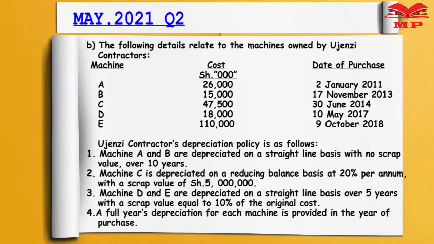Number one, machine A and B are depreciated on a straight line basis with no scrap value over 10 years. Number two, machine C is depreciated on a reducing balance basis at 20% per annum with a scrap value of 5 million shillings. Number three, machine D and E are depreciated on straight line basis over 5 years with a scrap value equal to 10% of the original cost. Number four, a full year's depreciation for each machine is provided in the year of purchase.